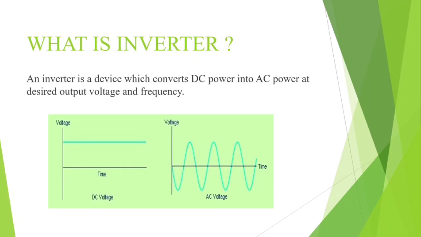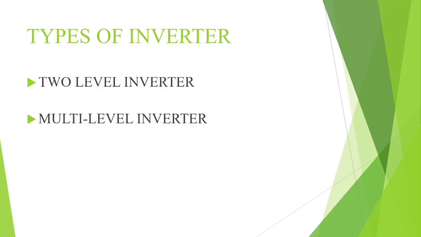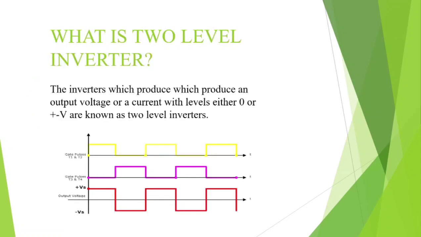There are different types of inverters. The first one is two-level inverter and the other one is multi-level inverter. Let us understand about two-level inverter. What is two-level inverter? The two-level inverter is a type of power inverter used in electronic systems to convert direct current to alternating current. It operates by switching the DC input between two voltages, typically the positive and the negative voltage. This results in a square wave or modified sine wave output.